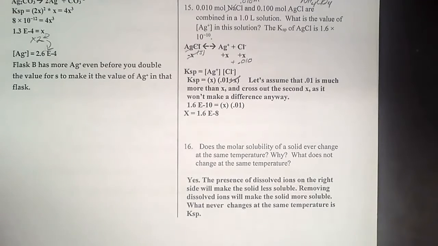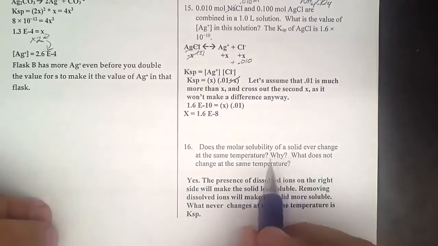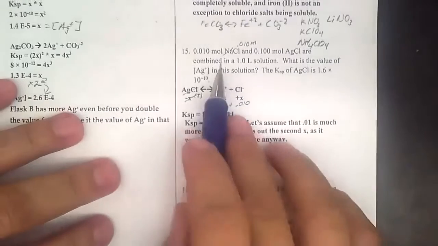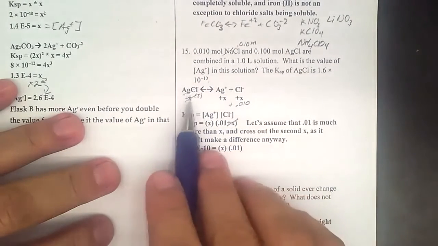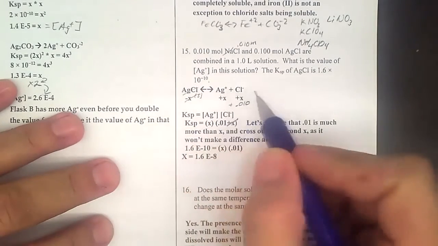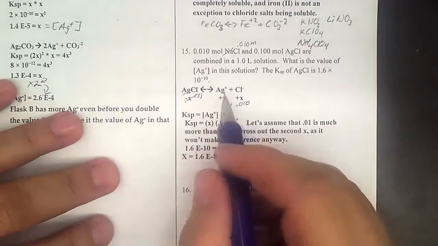Number 16 attempts to catch kids in a misconception here. The molar solubility of a solid can change, and this is what we've been talking about. If we dose this with Cl minus to begin with, then the molar solubility of the silver chloride went down, because this will stop dissolving when the value of K is reached, whatever it is. And in this case, it's pretty small, but whatever it is.